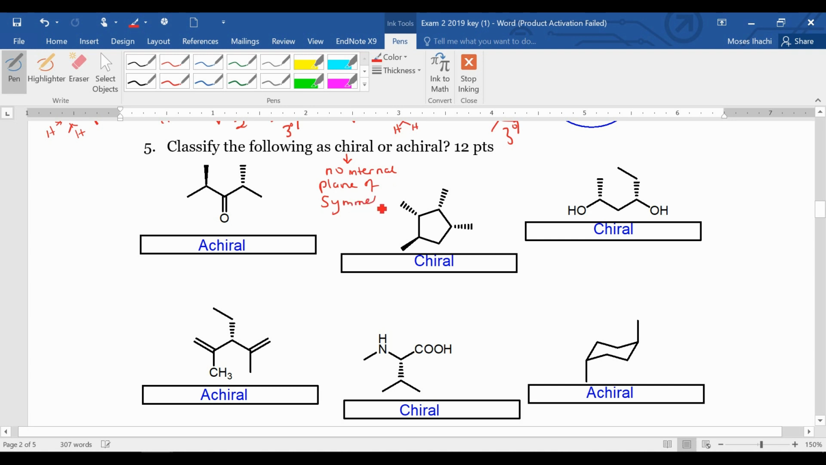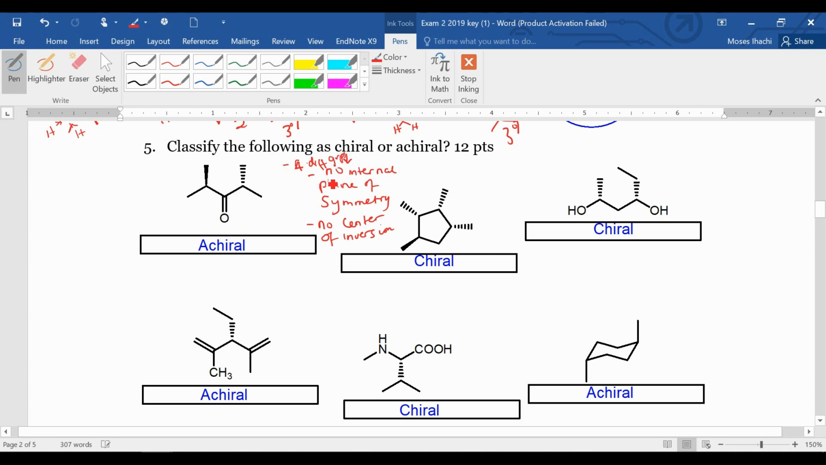We covered that. In other words, there is no center of inversion already. And you also have, for a chiral carbon, at least 4 different groups on a carbon.